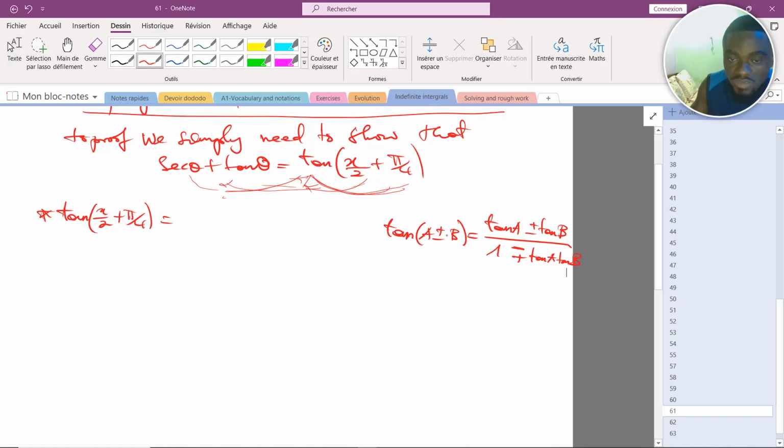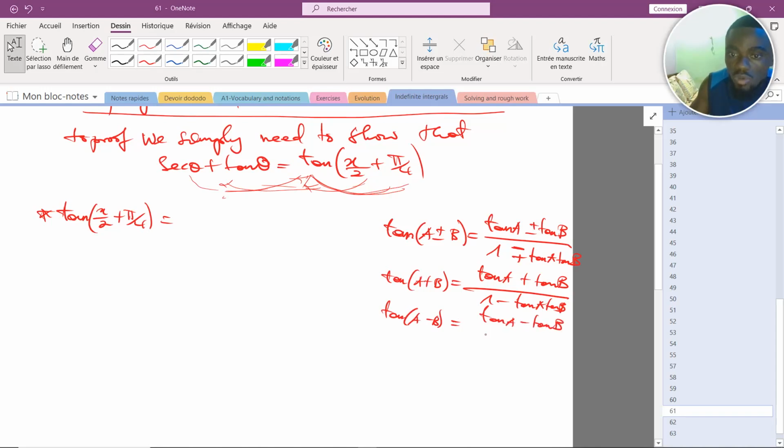This simply means: if I'm given a plus, that is tan of A plus B, it will be equal to tan A plus tan B all over the opposite of this sign, 1 minus tan A tan B. If it is minus, tan of A minus B will be equal to tan A minus tan B, and under it I will have the opposite, 1 plus tan A tan B. Is that okay? So I will just apply these formulas.